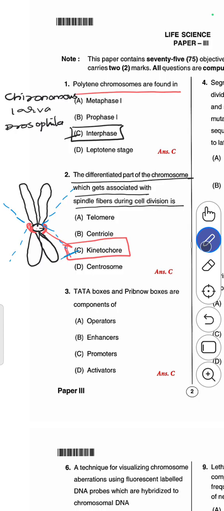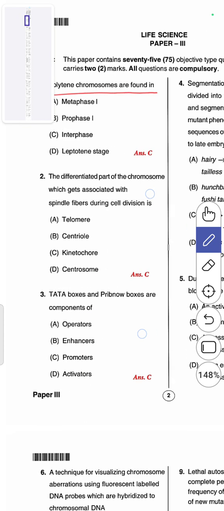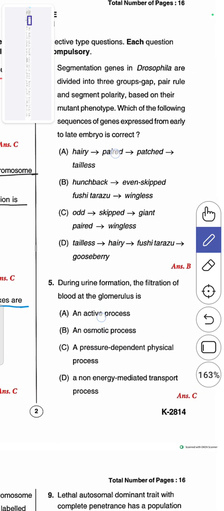Then read out the third question. TATA boxes and Pribnow boxes are components of. Here, TATA's homology is Pribnow boxes. In these Pribnow boxes, the main component will be the promoters. So the promoters are the main component of these boxes. So C is the right answer for this question. Then read out the next question.